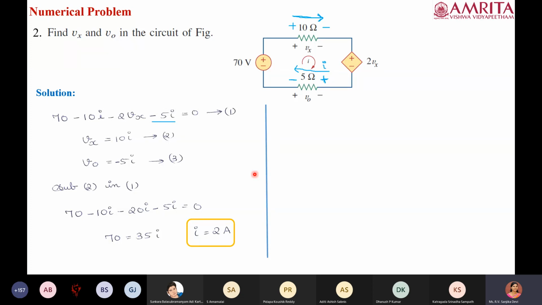So what is Vx now? If I is 2 ampere, Vx is 20 volt and V0 is minus 10 volt. Yes, minus 10 volt.